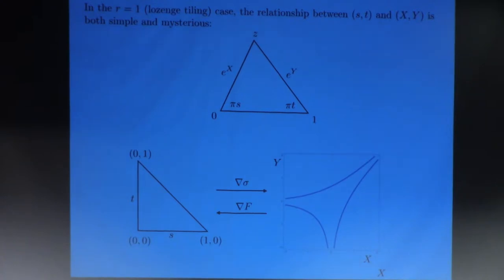Because you can't fill up more than the lattice. They have to be disjoint. The lattice paths all have to be disjoint from each other, which makes that the S and T vary over this unit triangle. And in fact, the X and Y can be any real numbers in the whole plane.